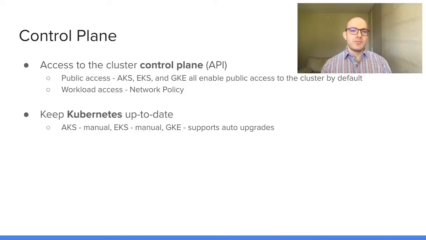For the control plane, the Kubernetes API service is a critical component of a Kubernetes cluster, and limiting access to it is generally a good idea. All the major cloud service providers allow public access to the API by default, but support disabling it. And we can also use network policies to limit that access within the cluster. It's also important to keep Kubernetes up to date, and here GKE even supports automatic upgrades.